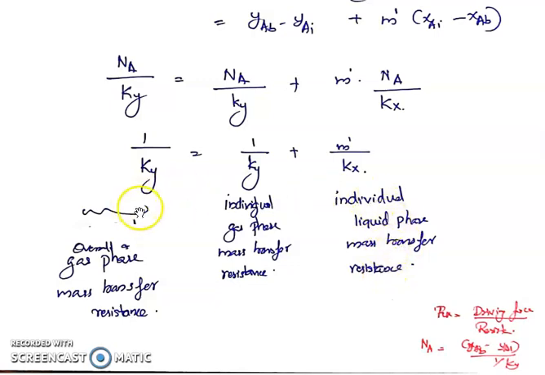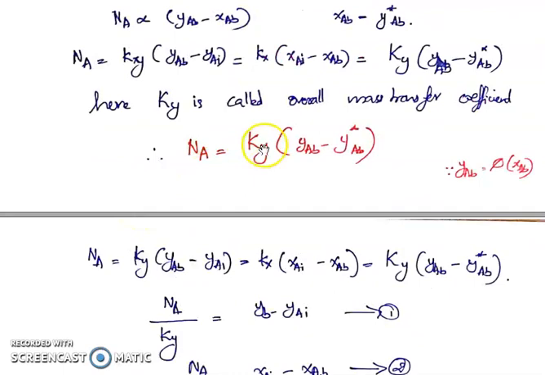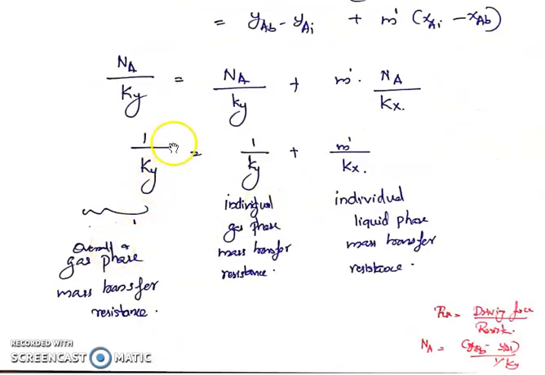And if I consider this equation, NA overall flux is equal to constant Ky, overall mass transfer coefficient, into YAB minus Y star AB. That is NA is equal to YAB minus Y star AB divided by 1 by Ky. Similarly, I can say the term 1 by Ky is the overall resistance. So 1 by Ky is the overall gas phase mass transfer resistance, and these two are individual mass transfer resistances. So the sum of these two individual resistances will give you the value for overall mass transfer resistance.